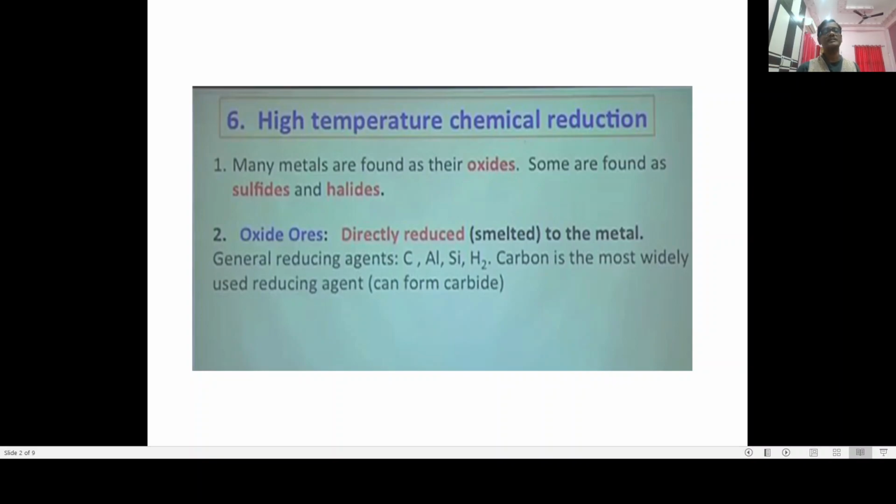Many metals are found as their oxides. Some are found as their sulfides and halides, and the ores are directly reduced to the metal. General reducing agents are carbon, aluminium, and silicon. Carbon is the most widely used reagent.